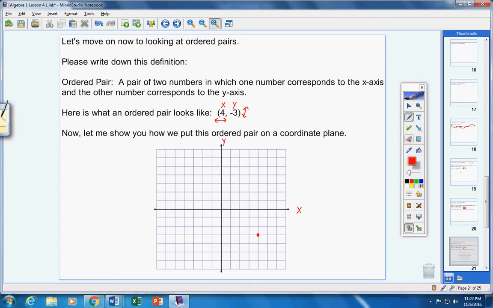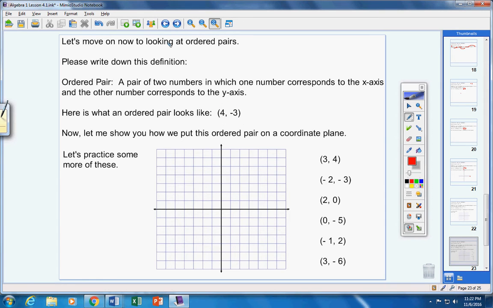Another way to do it, I'm not really a fan of this, but I'll show it to you anyways, is some people like to draw a line, say the 4 right here on the x-axis. They draw a line through the 4, then they draw a line through negative 3, and where those two lines meet, that's where you plot the point. That's a lot of drawing, okay? To be honest with you, it's really just quite simple, guys. You're going to move left or right, and then up or down. Let's practice some more of these.